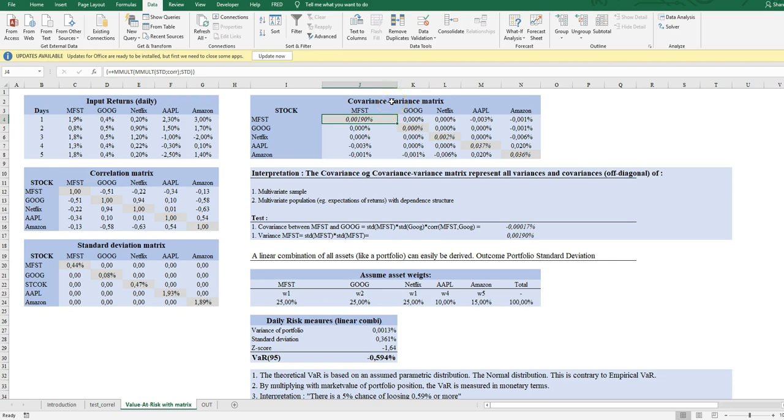All right, now this covariance variance matrix constitutes the multivariate distribution of the sample. So all variances, all covariances, that is the dependence structure between the stocks. Obviously, if all the stocks were uncorrelated, then we would have zeros on all off-diagonals.